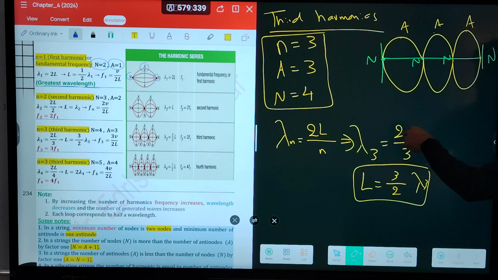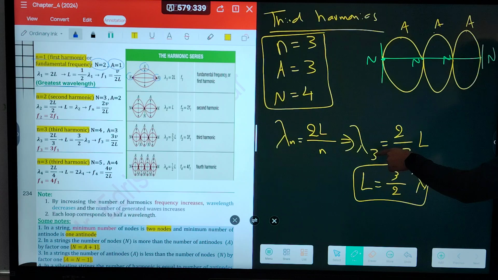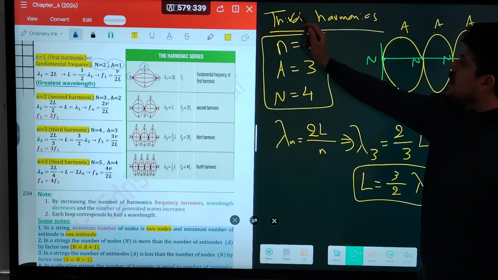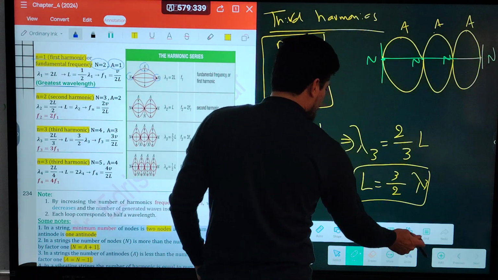So when is wavelength equal to 2/3 of length? When the string vibrates with 3 antinodes and 4 nodes. In which harmonic in a vibrating string is the wavelength equal to 2/3 of L, the length of the string? In the third harmonic. In the third harmonic, wavelength is equal to 2/3 of its length. What about frequency?